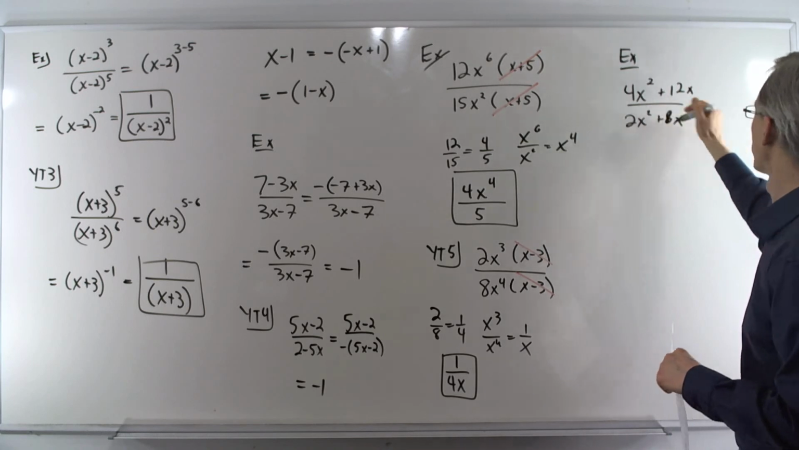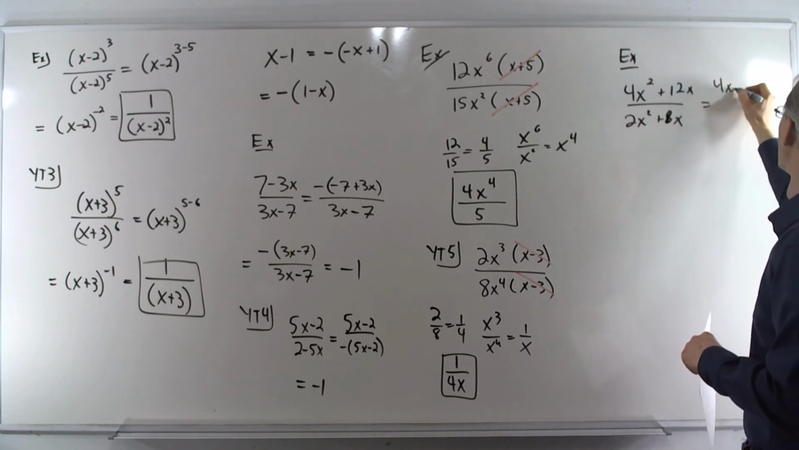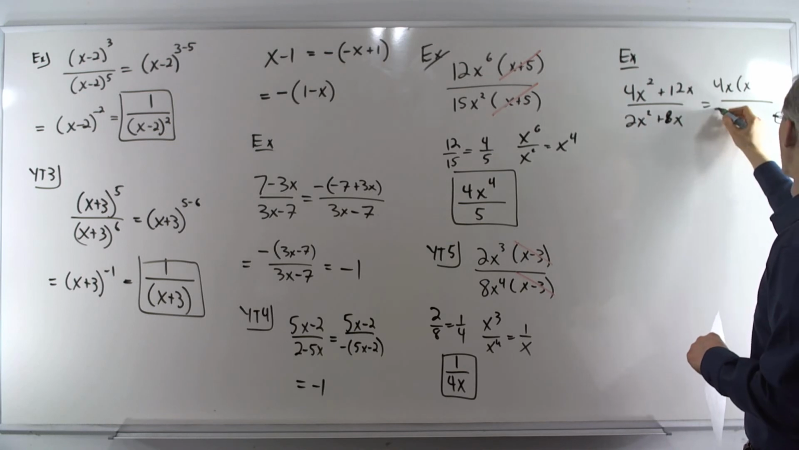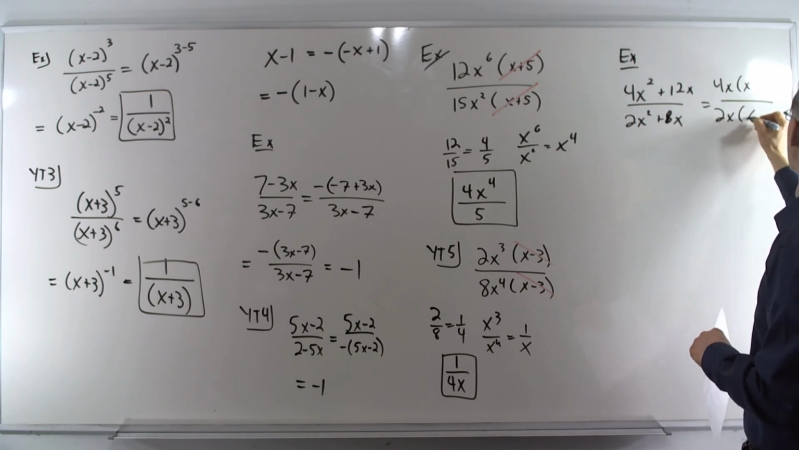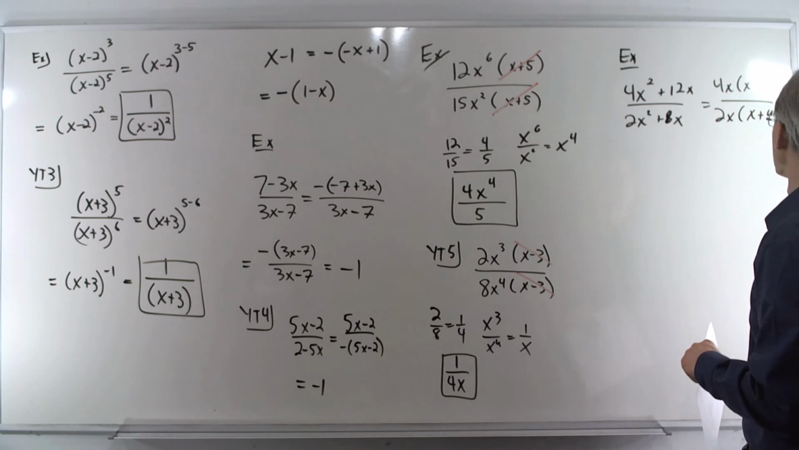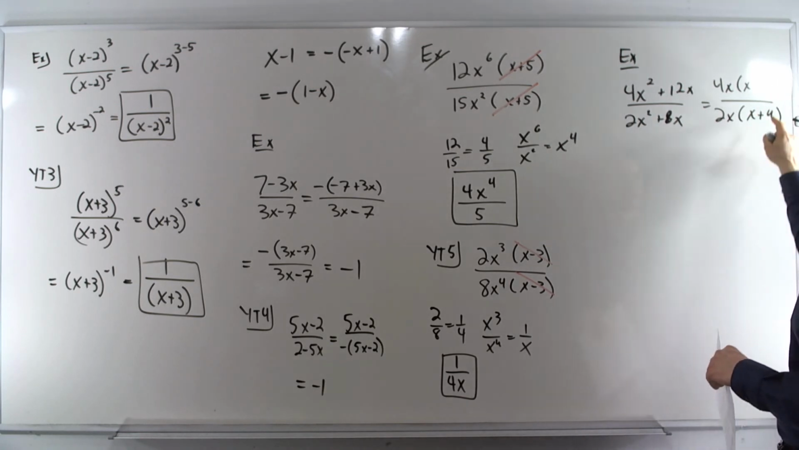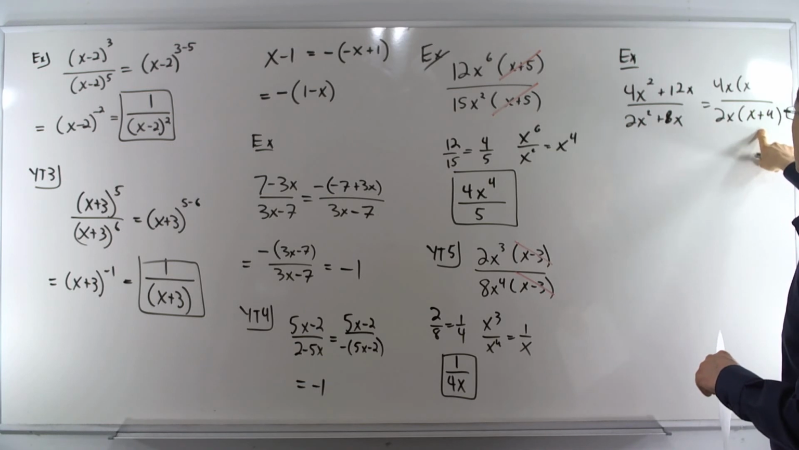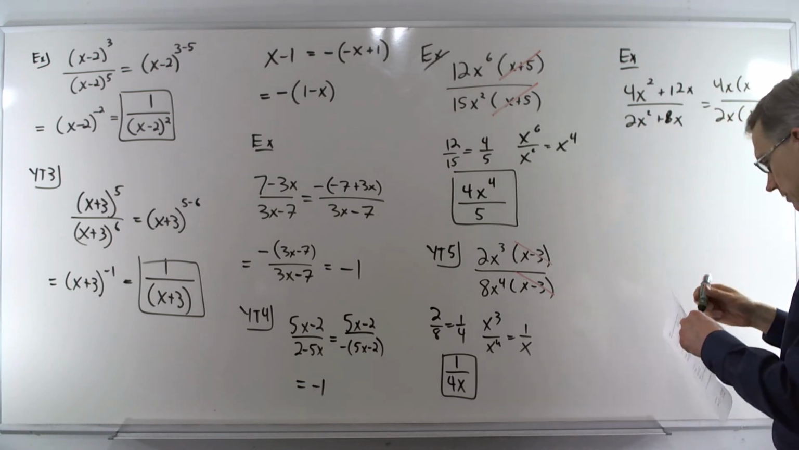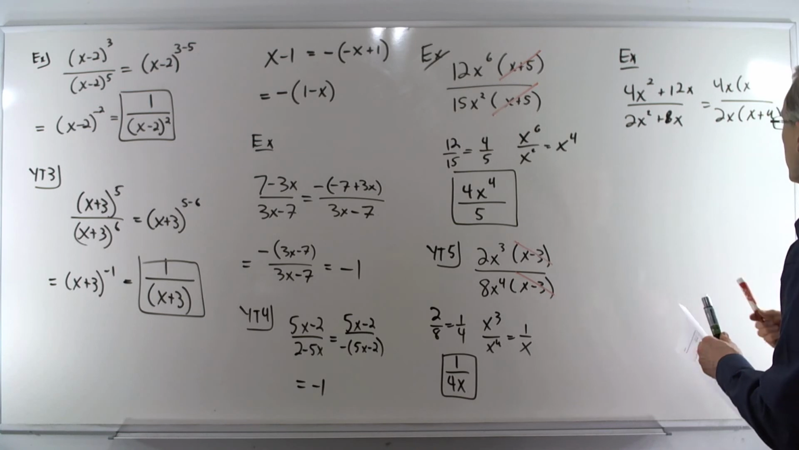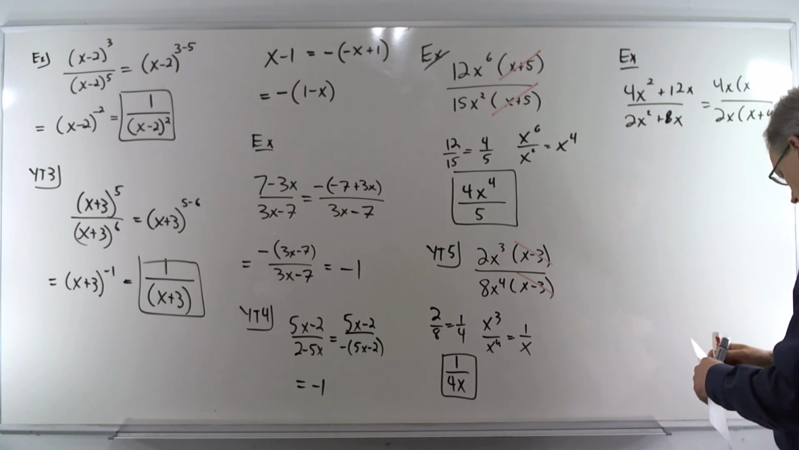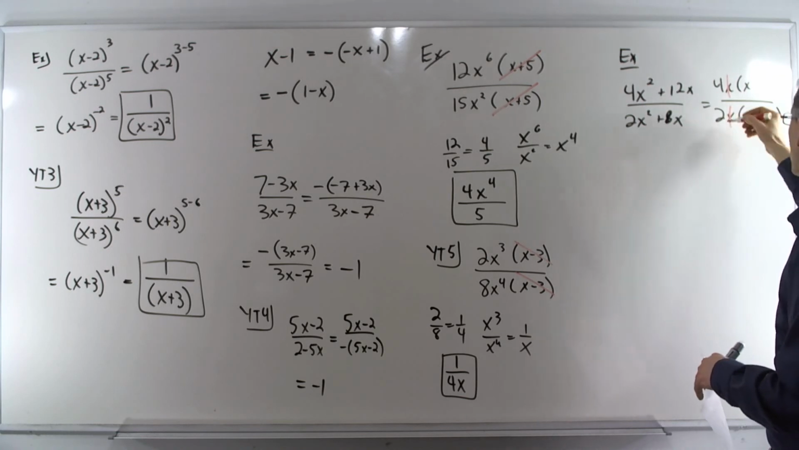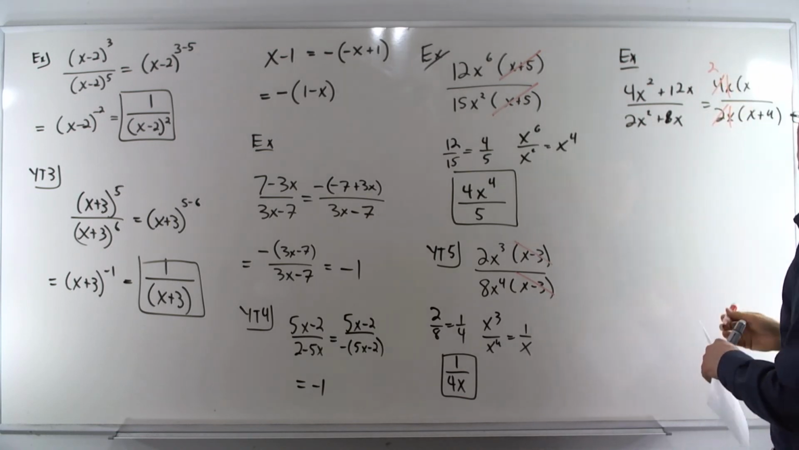Now on top I can factor out 4x, and that gives us x plus 3. And on the bottom I can factor out 2x and get x plus 4. Now in this case we do not have matching binomials. And that's okay, they'll just end up in the final answer. But we do have some things that will cancel here. So our x's are going to cancel. And then 2 over 4, that reduces to just 2 on top.